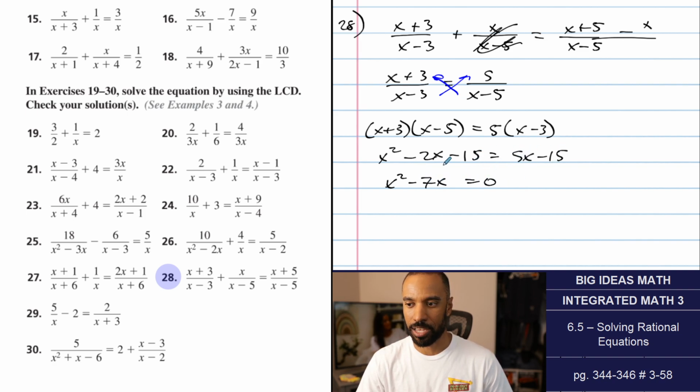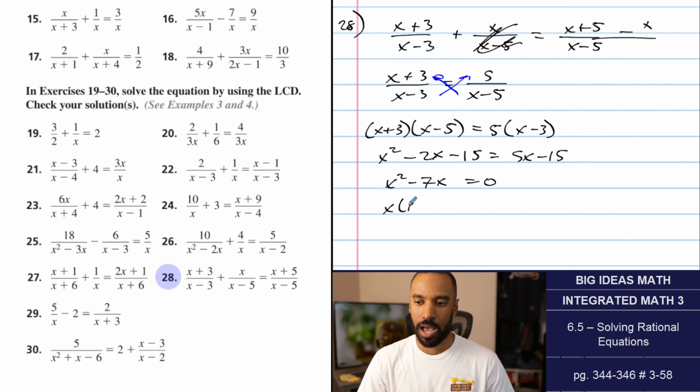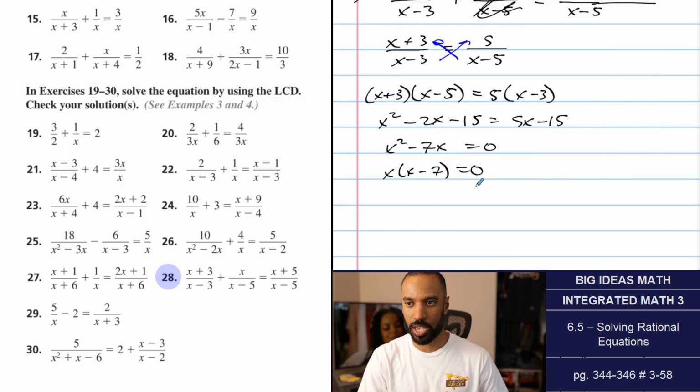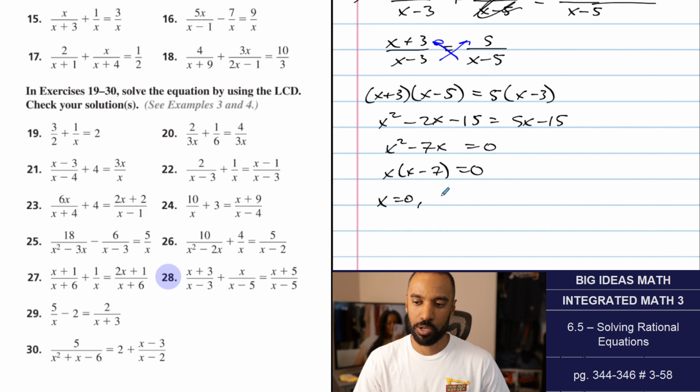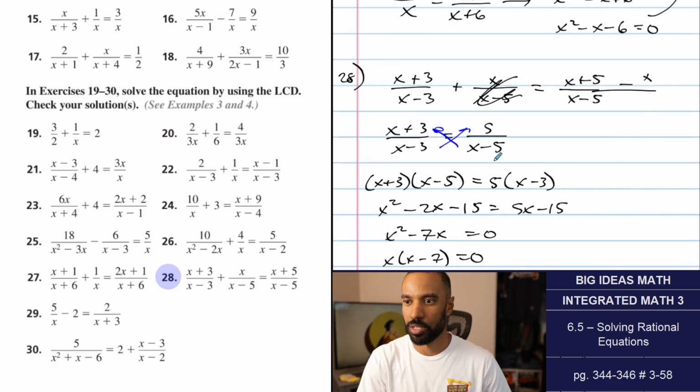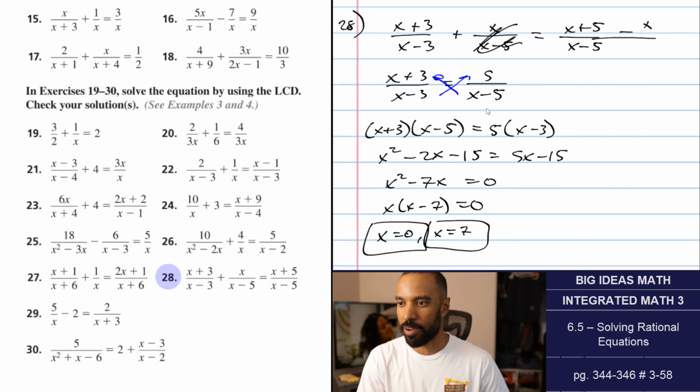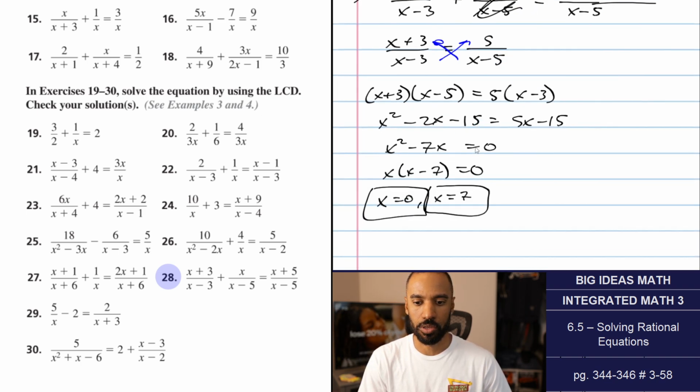This, by the way, I subtracted 5x over. I'm adding 15 over, and then that's gone. I do a lot of work in my head. I'll say that. Like personally, if I did this on the side. So x equals 0, x equals 7. Now let's see if those are extraneous solutions. They're not. Only 5 and 3 would have been extraneous solutions. So those two are good.